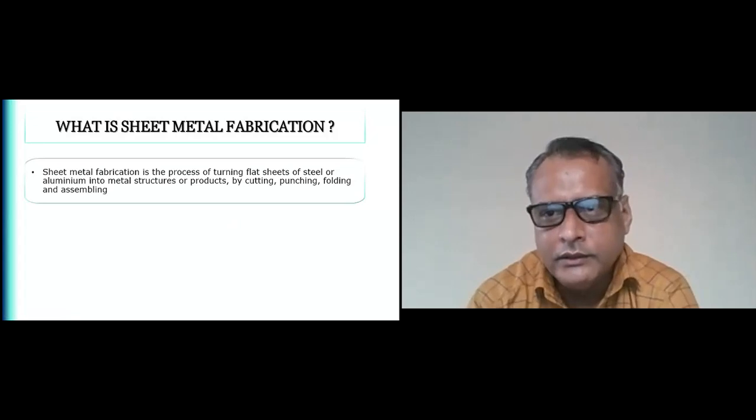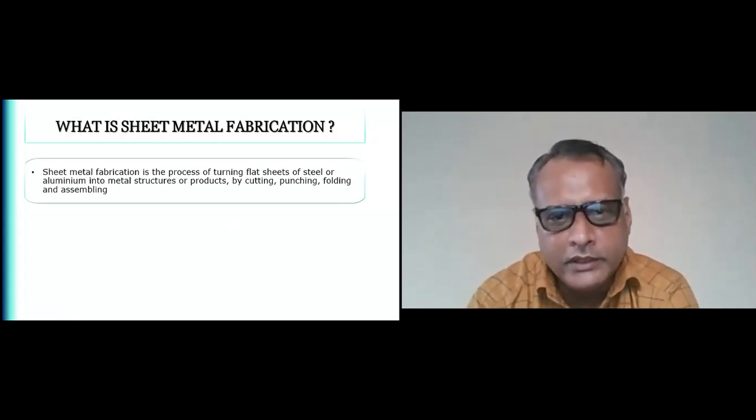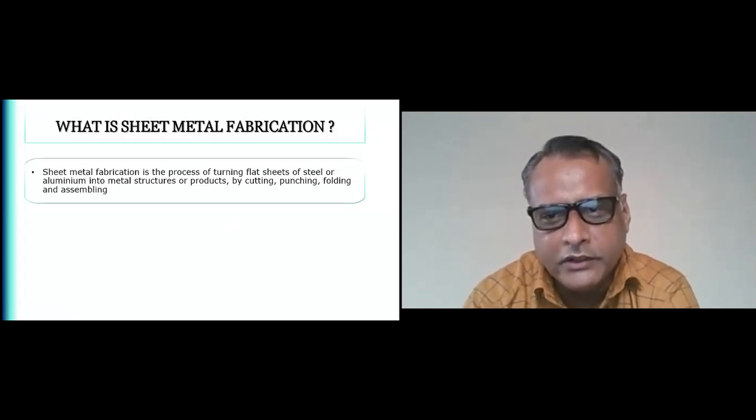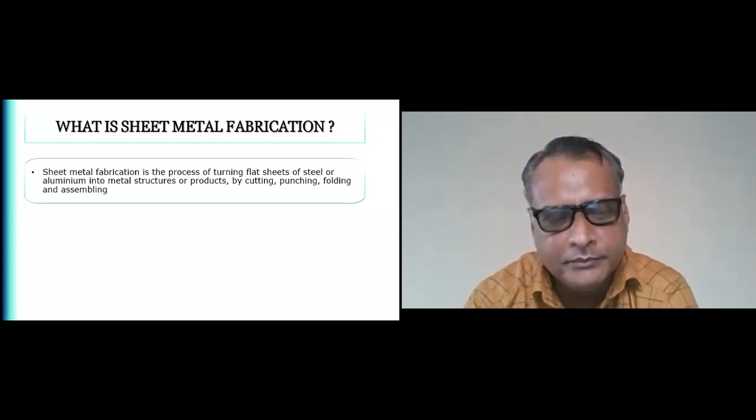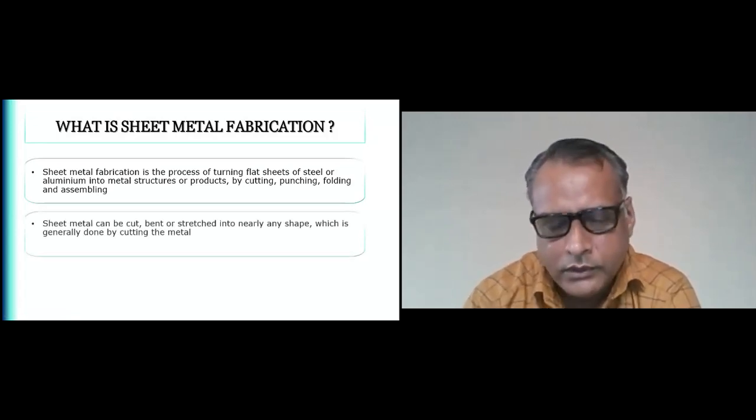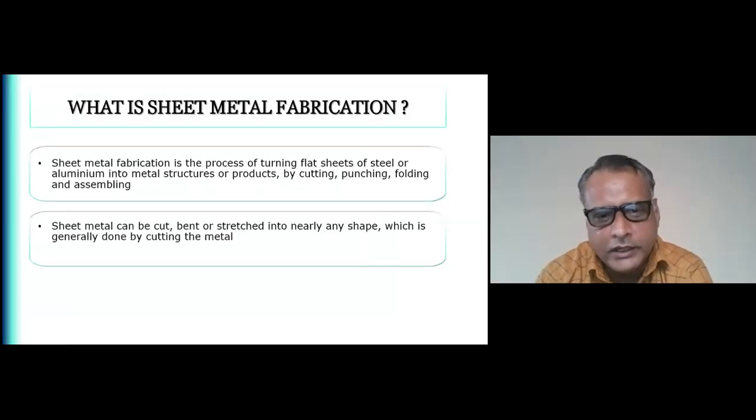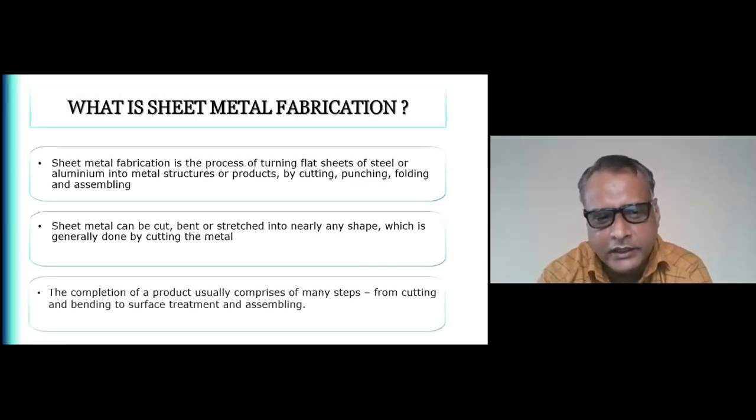Sheet metal fabrication is the process of turning flat sheets of steel or aluminum into metal structures or products by cutting, punching, folding and assembling. Sheet metal can be cut, bent or stretched into nearly any shape, which is generally done by cutting the metal. And the completion of a product usually comprises many steps, from cutting and bending to surface treatment and assembling.